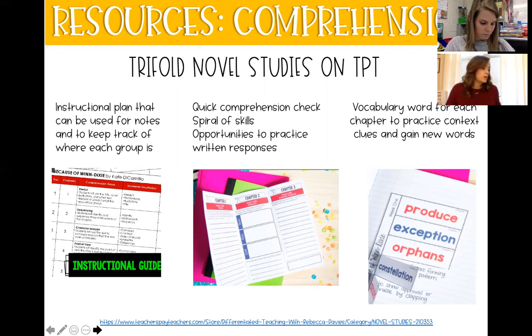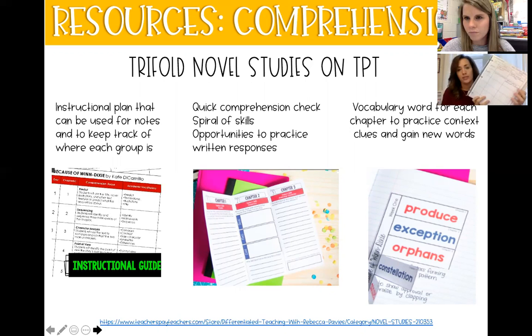So basically what it's going to come with whenever you get it is an instructional guide that's going to break down the different things that you're going to look at each chapter. So I just have a binder that has each one of my groups separated.